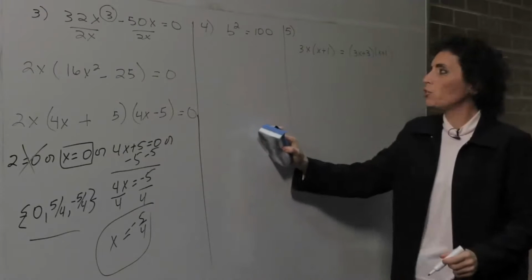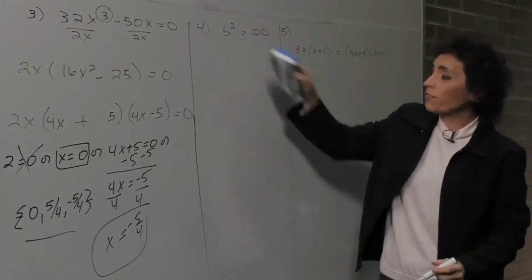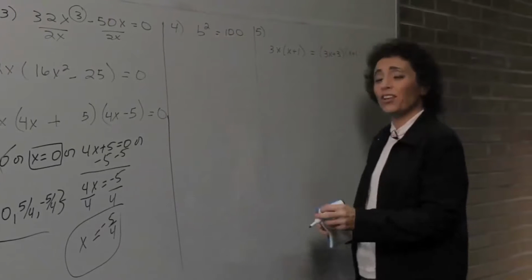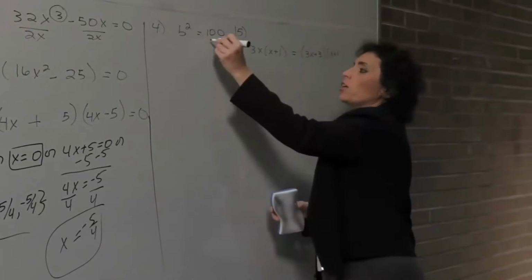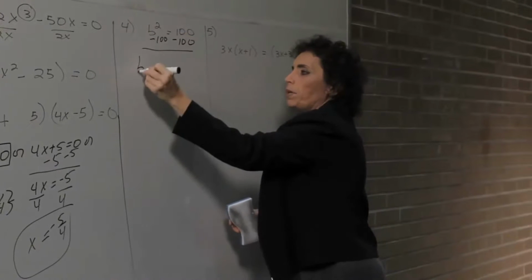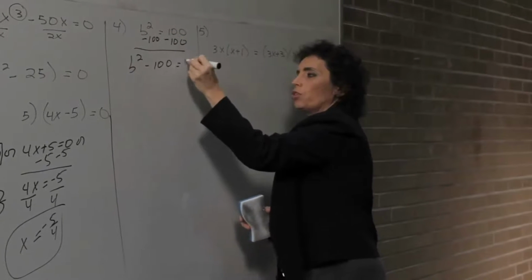Okay, let's look at b squared equals 100. All right, I know I have to set it to 0. Why do I have to set it to 0? Because the degree of this is 2. Believe it or not, you're going to get 2 answers out of this. So I'm going to subtract 100, subtract 100. b squared minus 100 equals 0.